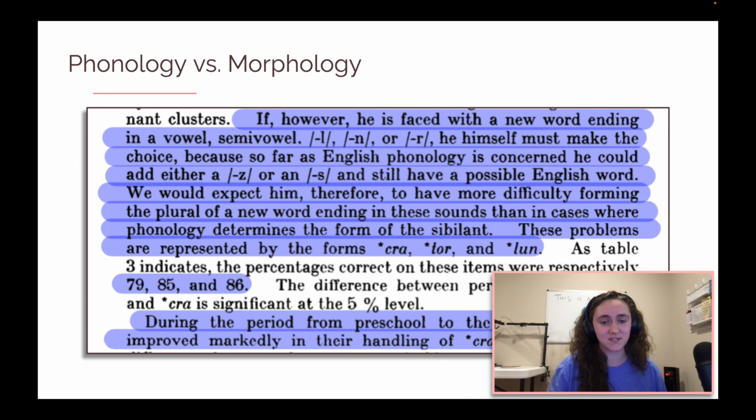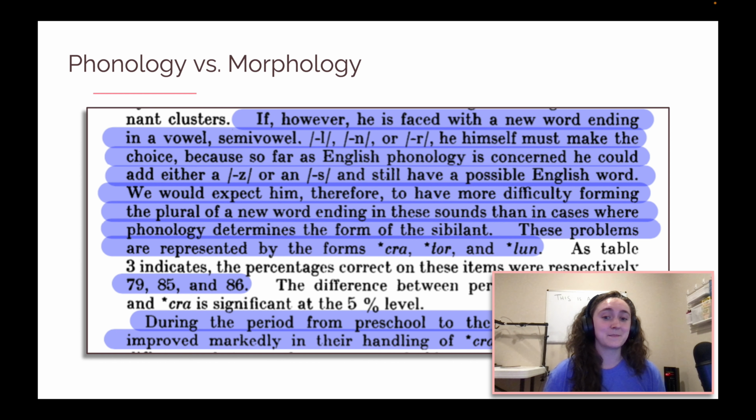And this is what the paper says. So if, however, the child is faced with a new word ending in a vowel, semivowel, L, N, or R, he himself must make the choice, because so far as English phonology is concerned, he could add either a Z or an S and still have a possible English word. We would expect him, therefore, to have more difficulty forming the plural of a new word ending in these sounds than in cases where the phonology determines the form of the sibilant.